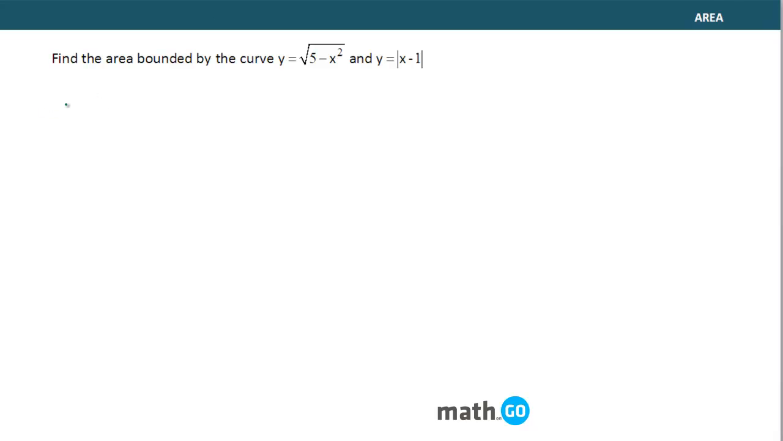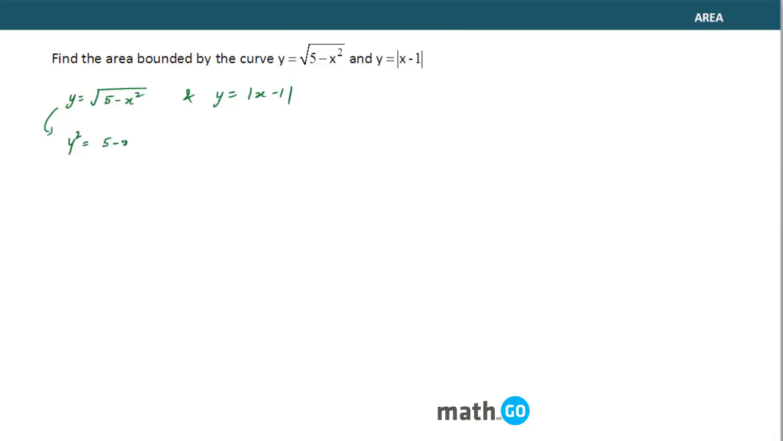Now let's check the other question. It says find the area of the region bounded by y equal to root of 5 minus x square and y equal to modulus x minus 1. These kinds of questions are actually famous in entrance examinations because they are of a moderate level, not of the very basic level, and also ask you some pretty good questions. So how you solve this particular stuff is by squaring.